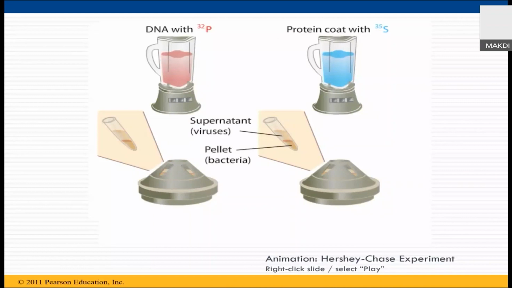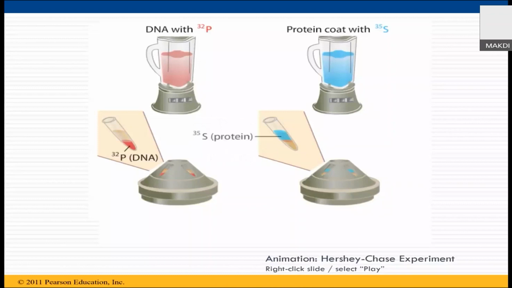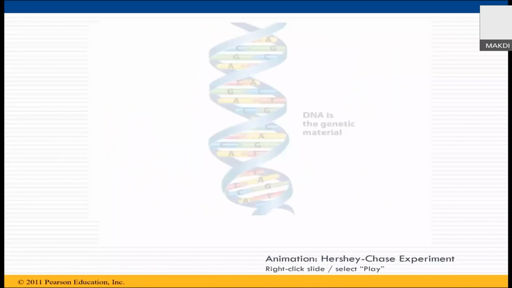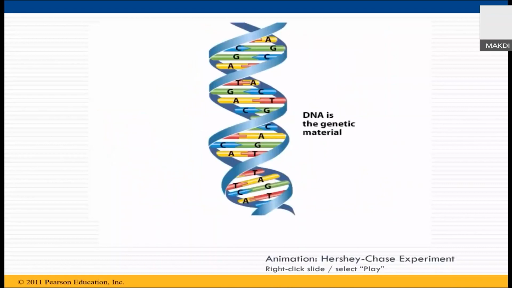If DNA is in fact the genetic material, predict which of the two tubes, the one with P32 or the one with S35, will have a radioactive pellet. Hershey and Chase found that most of the P32 is in the pellet with the bacteria, while most of the S35 is in the supernatant fluid with the viruses. Because the P32 labeled the DNA, the scientists concluded that DNA, not protein, enters bacterial cells and directs the assembly of new viruses. That is, DNA is the genetic material.